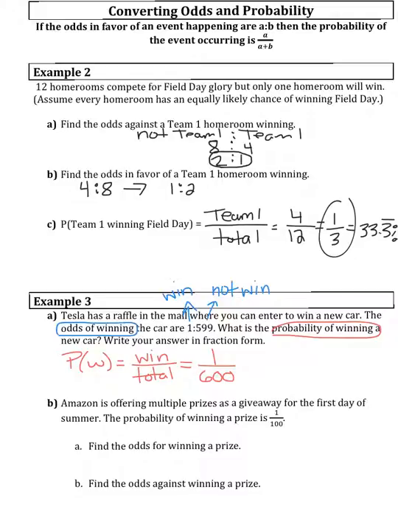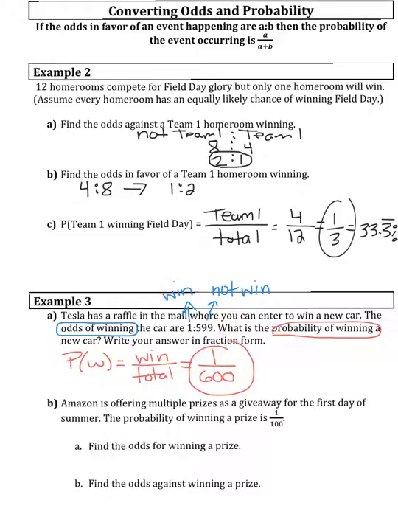It says write your answer in fraction form. This is it. It can't simplify. We're not going to change it to a percent. It would be a very small percent though. So if you label the odds that they give you, that will help. They could have given you the odds against. You would still label it and then convert it to probability. Okay, let's try the next one.